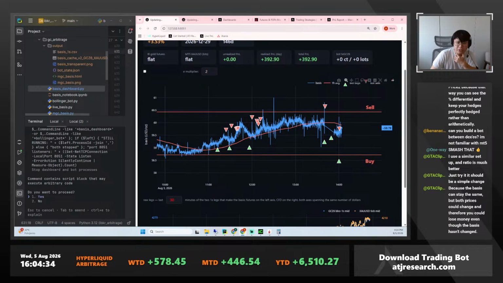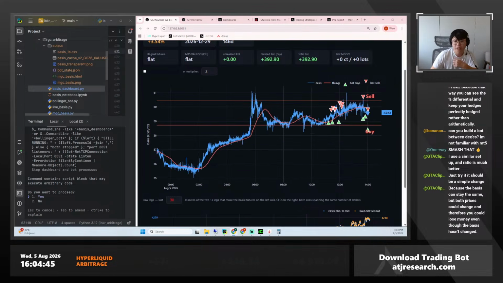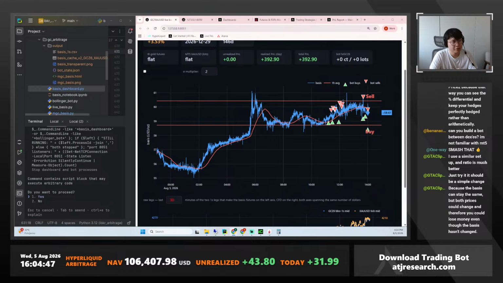I use a similar setup and the ratio is much better. Just try it, and it should be simple because the basis can stay the same, but both prices should change, and therefore you could lose money even though the basis hasn't changed. Actually, no, I would disagree with that, because if I sell one GC contract and buy one contract MT5, if the basis is constant and the price changes, then my PNL remains the same because the price difference with both is still the same. So I actually disagree with this.